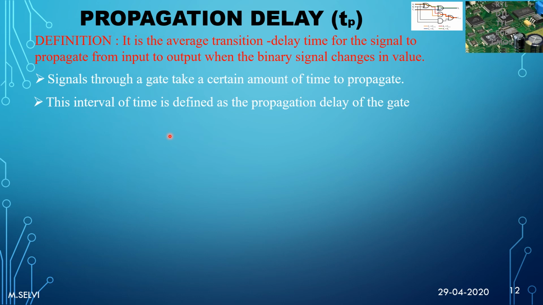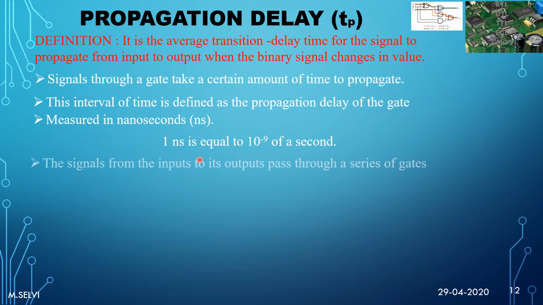That is, as soon as we apply input, we get an output in our lab experiment, but it is due to the perception of the eye. But if you minutely observe over a very small time period of say nanosecond, there will be a small delay. Hence, the propagation delay is measured in nanosecond, and a nanosecond is nothing but 1 by 10 to the power 9 of a second.